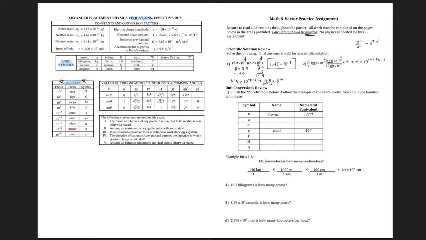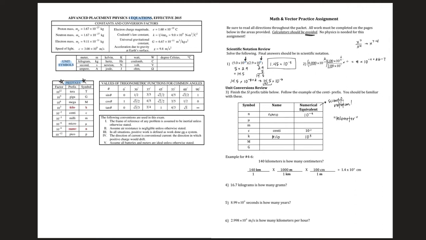Let's jump towards the bottom of the table here. We've got K. K is kilo, looking at that prefix table. Kilo is 10 to the 3rd. You have probably heard of kilometers before, right? Kilometers is a measure of distance, instead of miles.